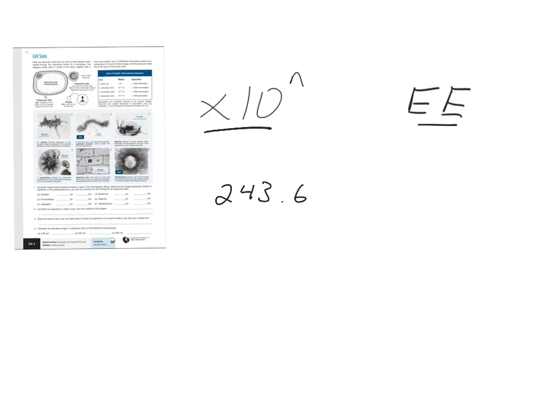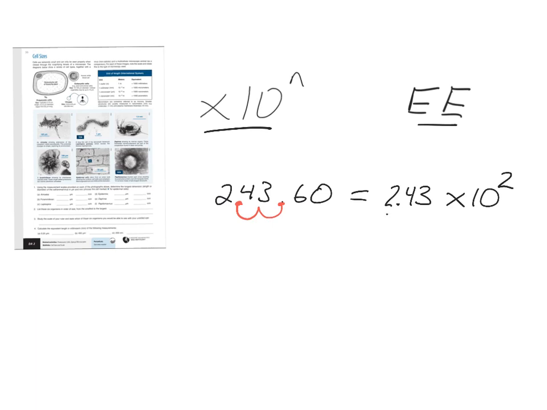So if I have a number and I measure something as 243.6, and I want to turn this into scientific notation, what I do is I move the decimal to the ones place here. Now, what did I have to do to move the decimal from here to here? I had to take 2.43 and multiply times 10 to the what? Second power, so that I could get 243.6.